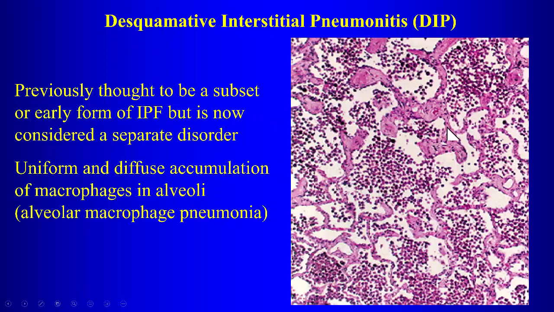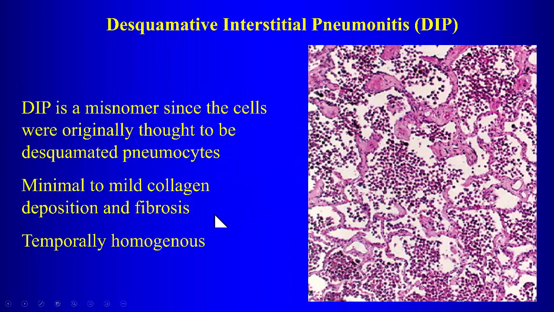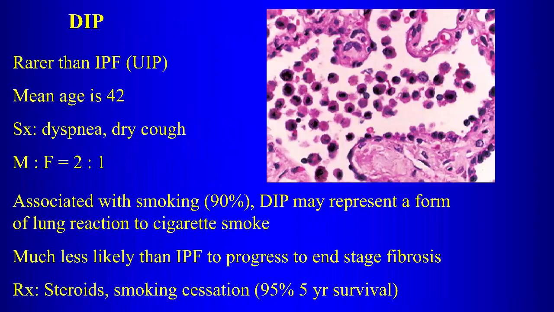So we get this accumulation of these macrophages in the alveolar air spaces. There was a proposal to actually change the name to alveolar macrophage pneumonia to more accurately describe the pathology of what's going on here, but that never caught on. So we're still stuck with this misnomer, DIP. These are really not desquamated pneumocytes. These are macrophages that are recruited to the alveolar air spaces as a result of smoking. Temporally homogeneous, meaning that the different parts of the lung have similar histology.